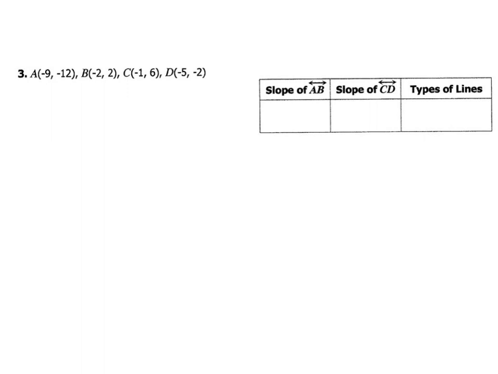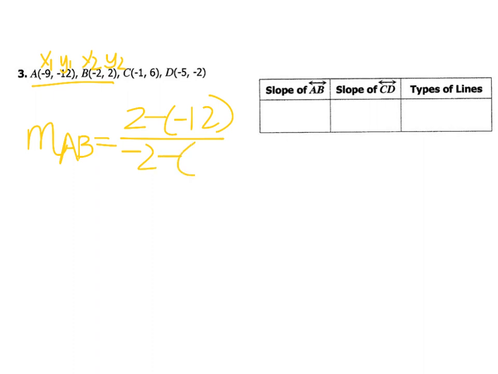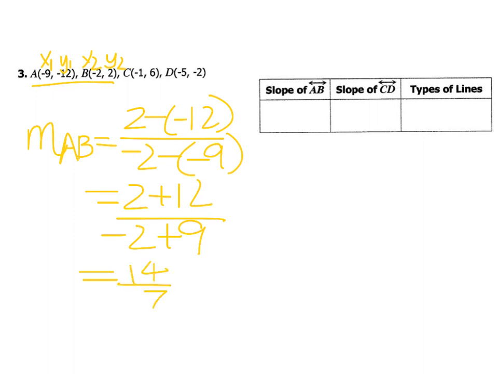All right, so 3. What we want to do is we first want to find the slope of AB. So we're using these 2 points. We call them x1, y1, x2, y2. Plug them into the slope formula. So we find the slope of AB, and we're going to do y2 minus y1 over x2 minus x1. We change this to 2 plus 12 over negative 2 plus 9. So we get 14 over 7. And then we can say that the slope of AB equals 2. Write that in our table.